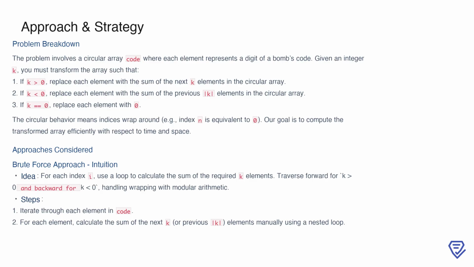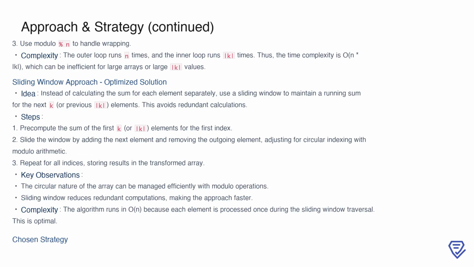In this method, for each index, we manually calculate the required sum by iterating through the next k or previous k elements using nested loops, applying modular arithmetic to handle wrapping. This approach is straightforward but inefficient for large arrays or large values of k due to its time complexity of O(n*k). In the brute force approach, modular arithmetic plays a key role in ensuring circular wrapping.